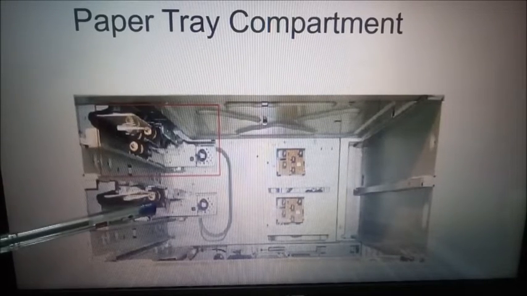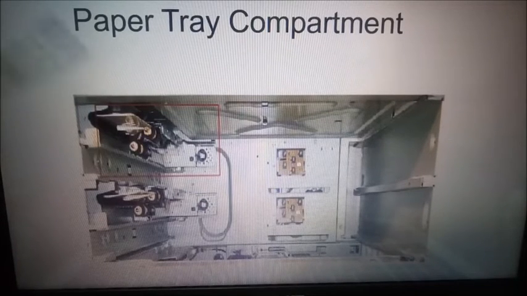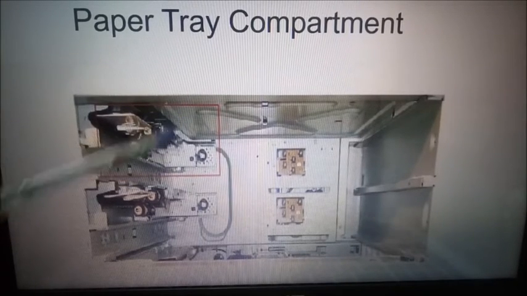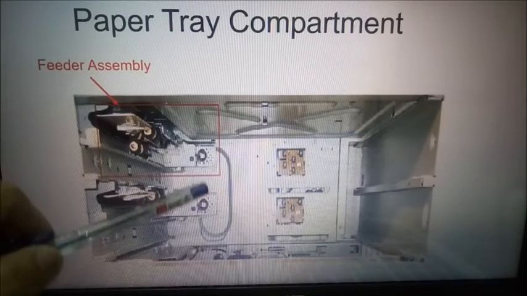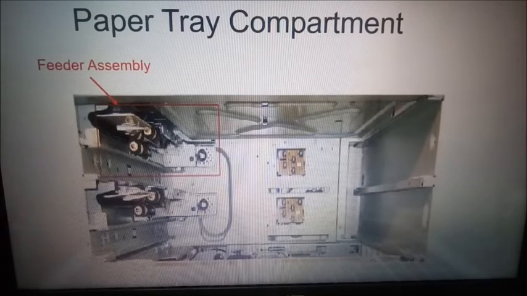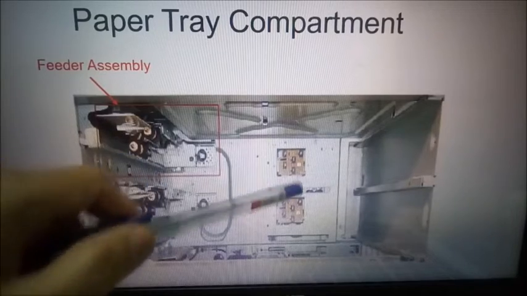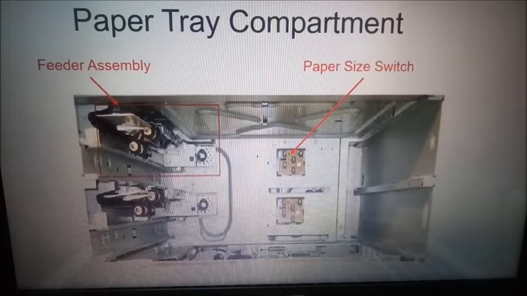devices or parts, which are called the feeder assembly. This is the feeder assembly of paper tray 1, and this is the feeder assembly of paper tray 2. Then you can see here a printed wiring board. There are two, and they call this one the paper size switch.